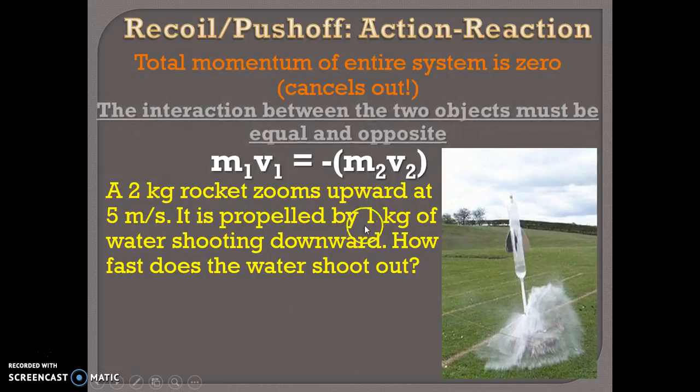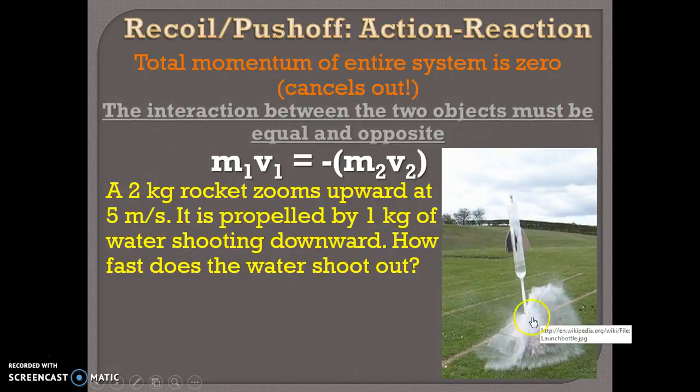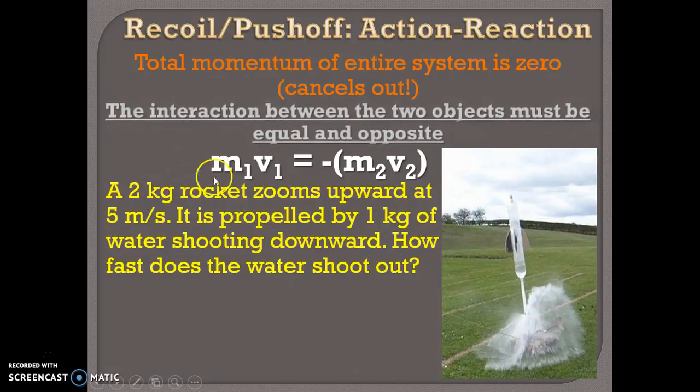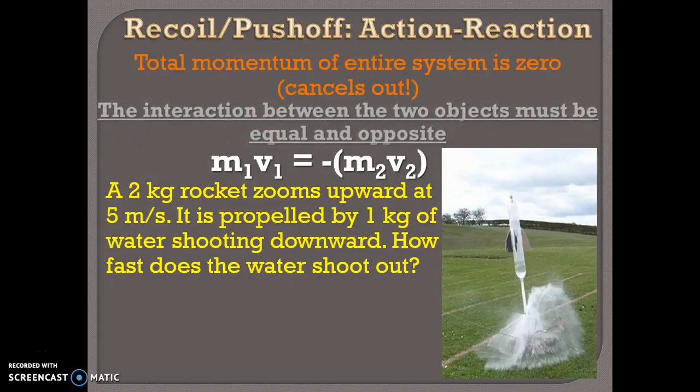So if it's going to be powered by 1 kilogram of water, that water has to shoot out of the back end going pretty doggone fast in order to get a rocket that's twice its size to travel 5 meters per second. Again, the water used is half as massive, so you can kind of figure out what kind of velocity it's going to move at. If the concept escapes you, let's apply the math.